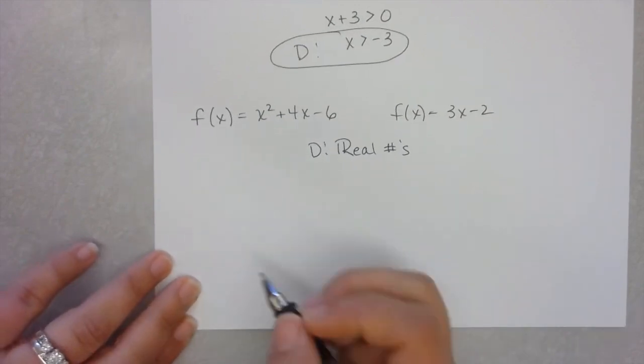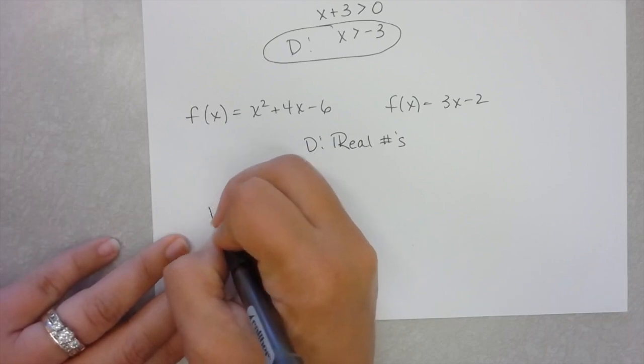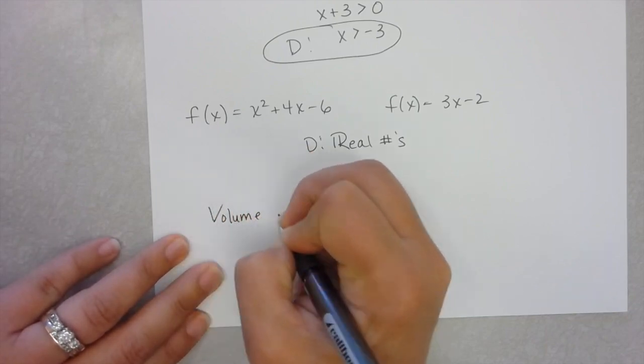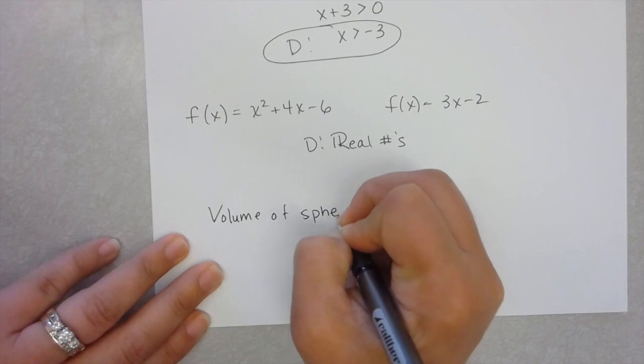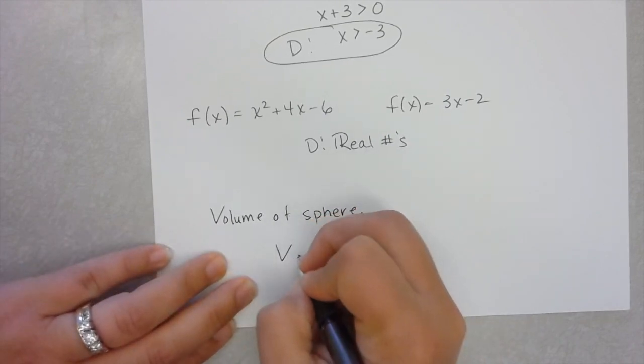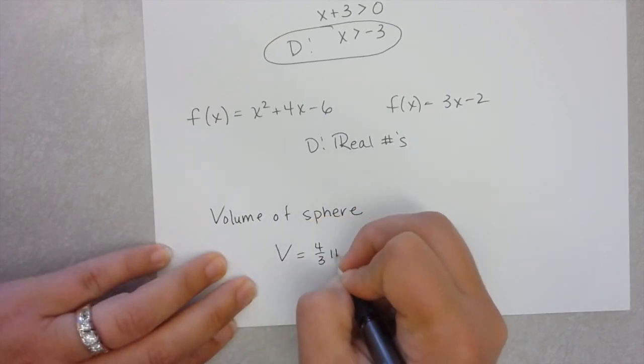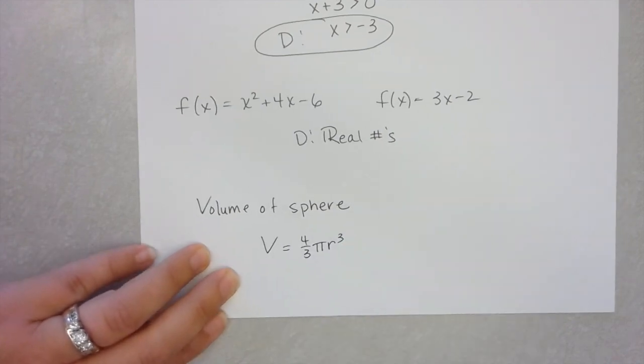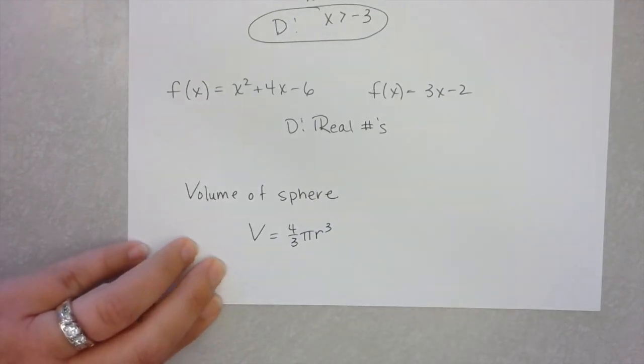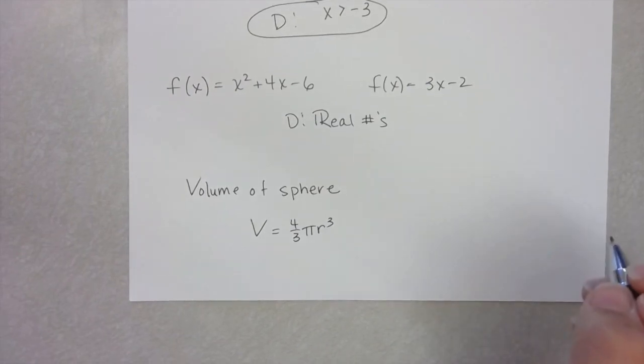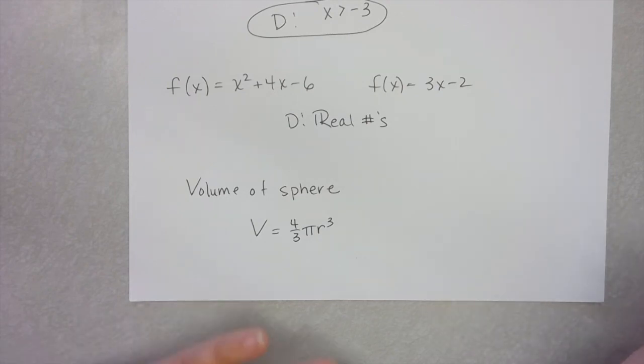All right, so let's just do one that's in words. Let's look at the volume of a sphere. The volume of a sphere is 4/3 pi r cubed. This time my r is my variable. Since I'm talking about the volume of a sphere and r is my radius, r has to be greater than 0, or else I don't have an actual sphere. And I've never seen a sphere with a radius that's negative.